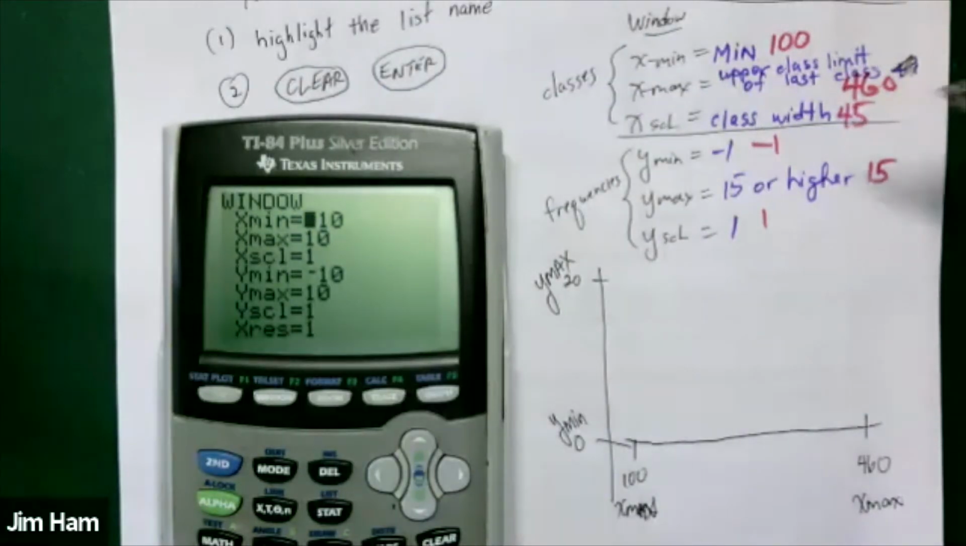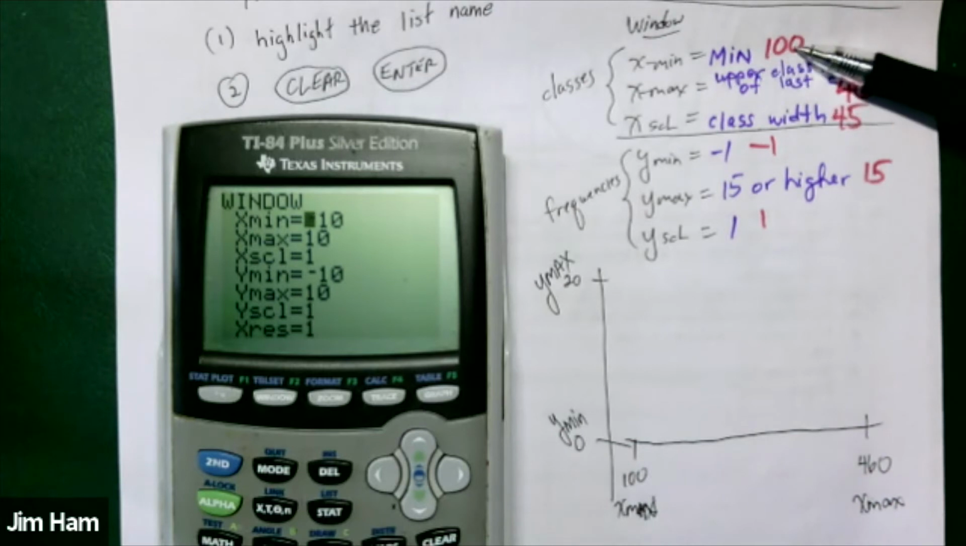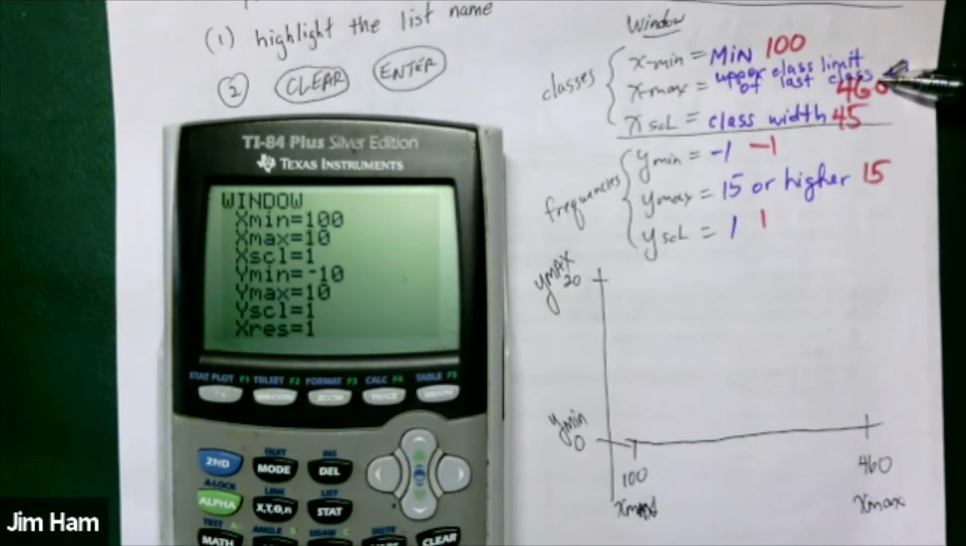Now, it's particularly important if you want our histogram that you set it up exactly in this way. You want the X min to be the min of the data set, and in this case, it's 100. You want the X max to be the upper limit of the last class, which is also the lower limit of the 9th class in this case, but we don't have a 9th class. So just go with the upper limit of the last class. And then the class width tells the calculator how wide you want the bars of the histogram. So just enter in your class width there, 45.